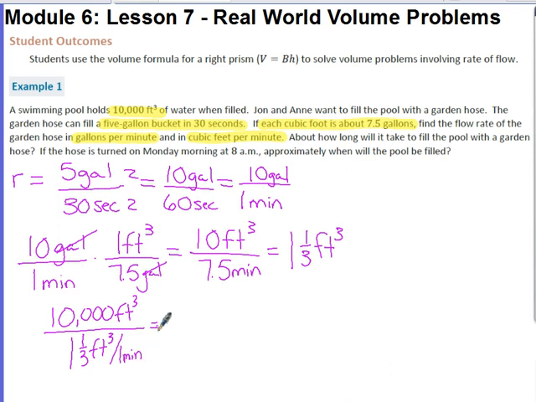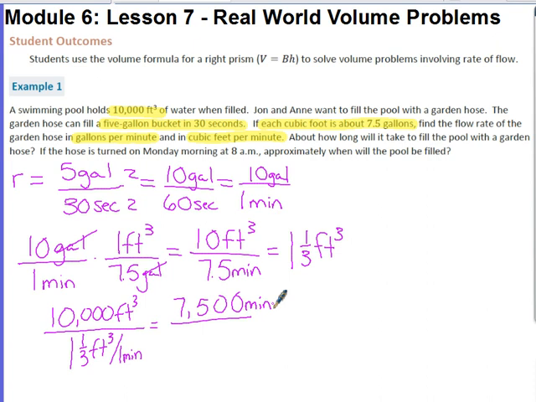Okay, so we divide those two and we get 7,500, and that's in minutes. So it's going to take us 7,500 minutes. Now, that doesn't really help us. What we really want to do is turn minutes into hours and see how many hours and minutes it's going to be so we can answer this question.